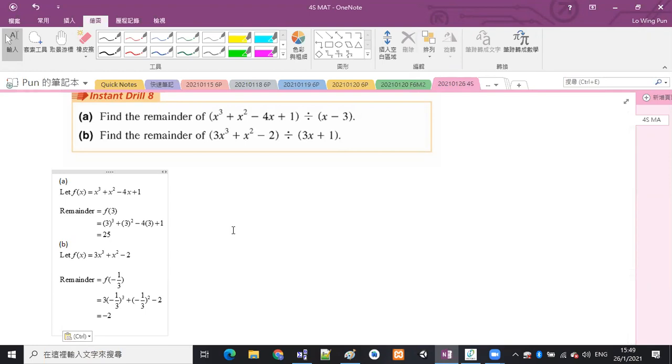We done? So this one is actually very straightforward. Okay, so if you just remember the steps of remainder theorem, then you can do this very easily. Well, in fact, I think this topic is the easiest topic in the DSE curriculum. Do you have any problems up to now?